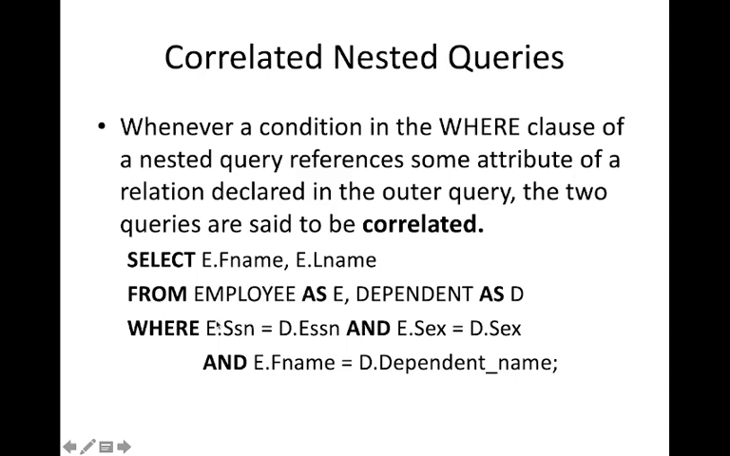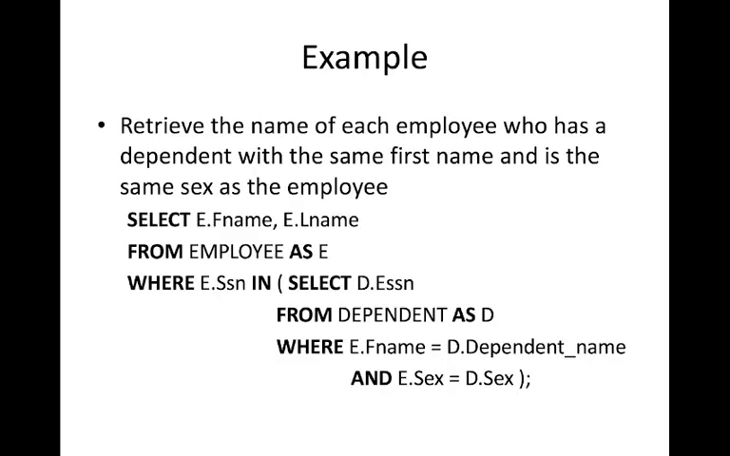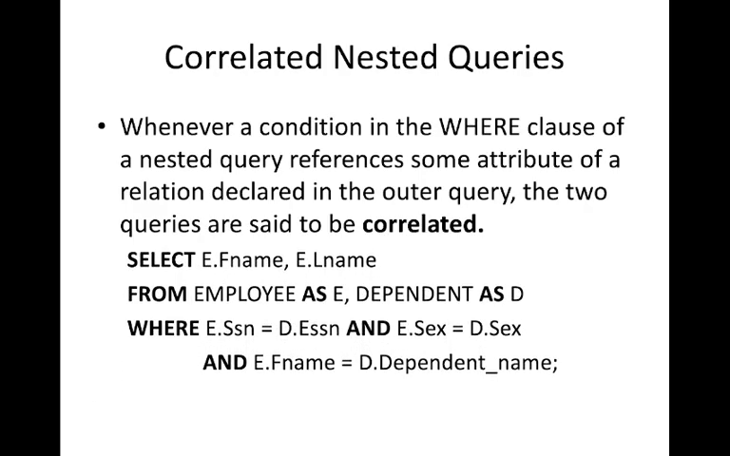So this will simply compare ESSN, that is the employee's SSN, with the dependent's ESSN. These two will be compared. If they are equal, then it will compare whether the sex values are equal. If that is also the same, then we will compare whether the names are the same. If all the conditions are satisfied, then we will get the first name and last name of that employee. So these are known as correlated queries. A correlated query can actually be replaced by a single select query.